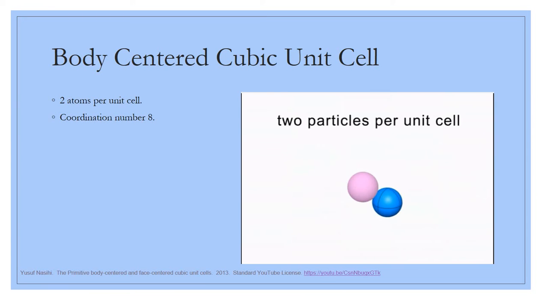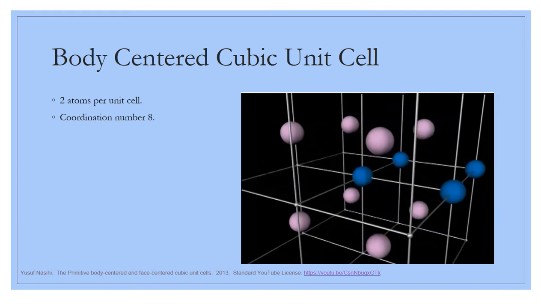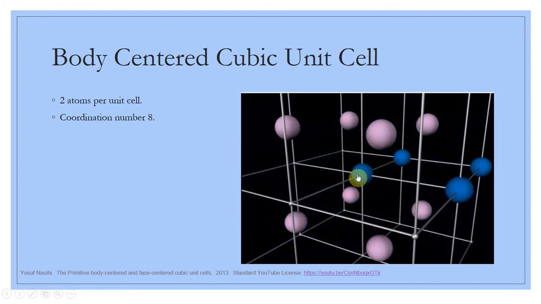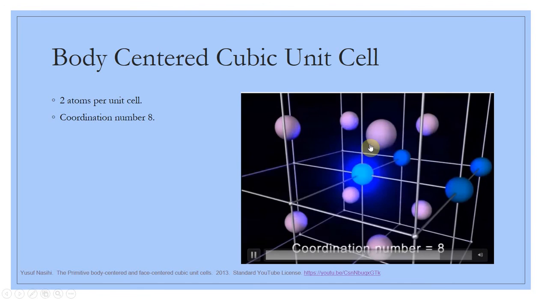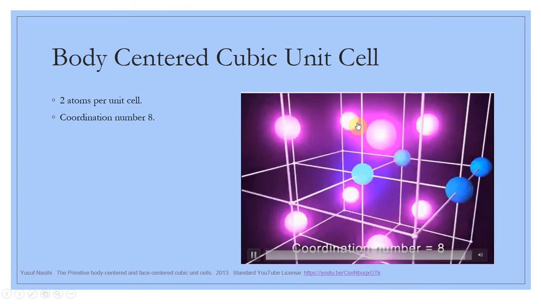Now, if we look at the coordination number, let's just choose one from the corner. You saw how the coordination number of this one was 8. But also here, you've got 1, 2, 3, 4, 5, 6, 7, 8. So the coordination number of both particles is actually 8 here.